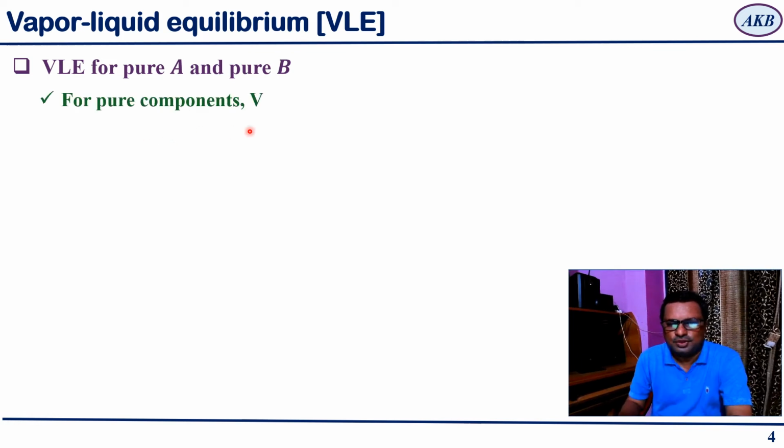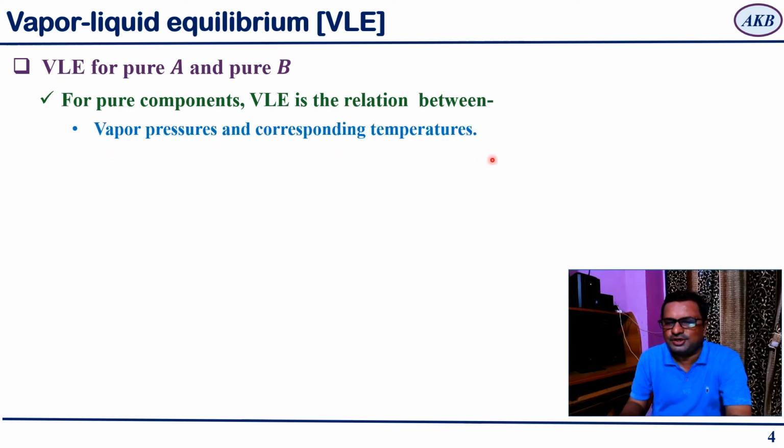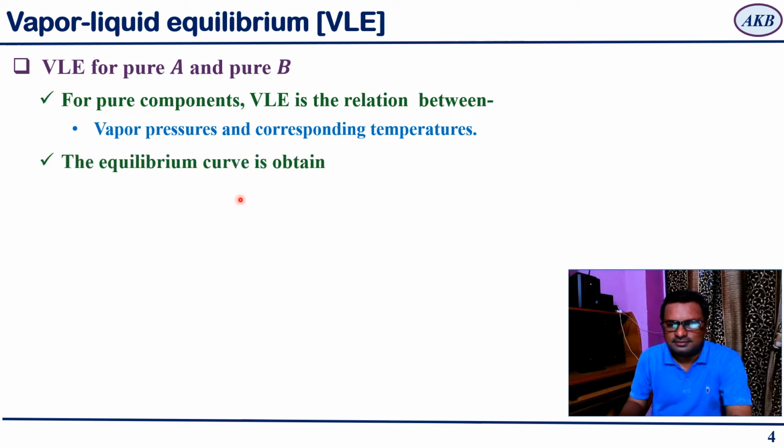So for pure components, if you have pure components, then vapor liquid equilibrium is nothing but a relation between vapor pressures of that component and corresponding temperatures. How does the vapor pressure of that component depend on temperature? Vapor pressure is a strong function of temperature. It changes with temperature, and how it changes is nothing but vapor liquid equilibrium. In order to represent VLE, we can plot the equilibrium curve.